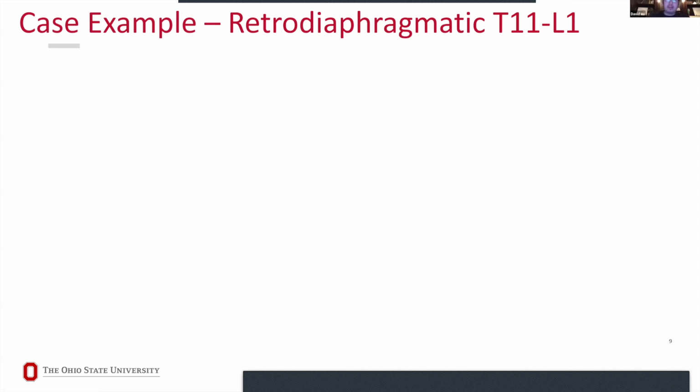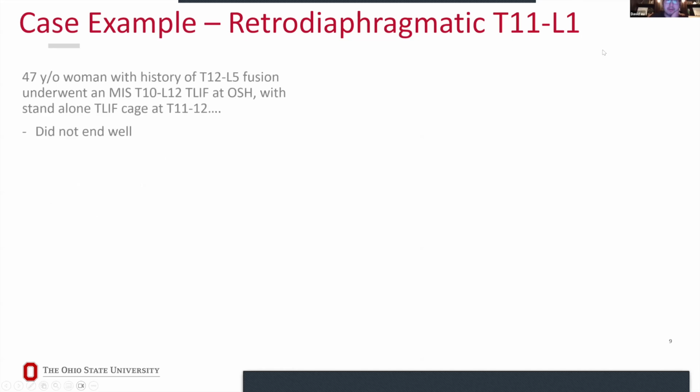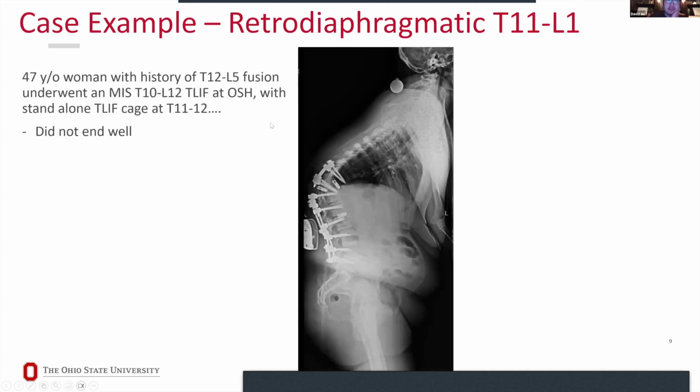Okay. So another example. Now we're going to be working a little bit higher up. So the zone where I think we can access the thoracolumbar junction with the retrodiaphragmatic approach is really T11 to L1. And this was a very notable example. This patient I took care of about, I think, a year ago.